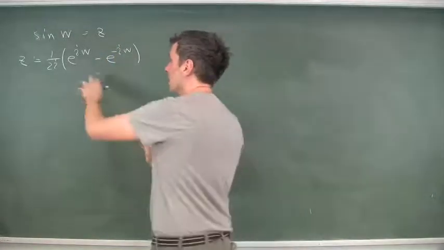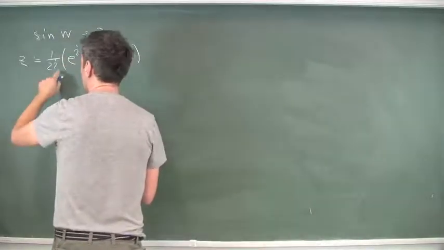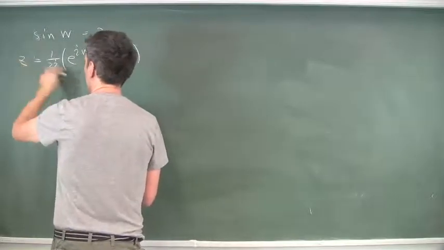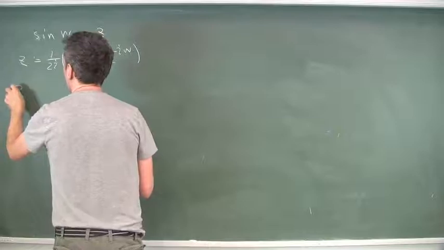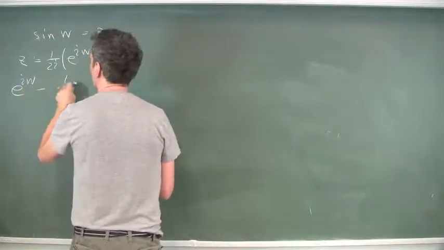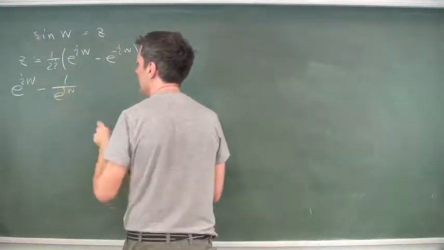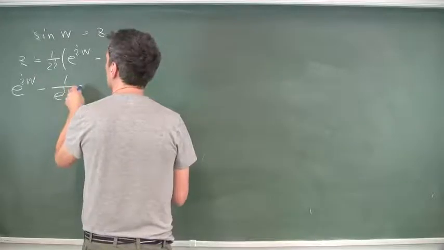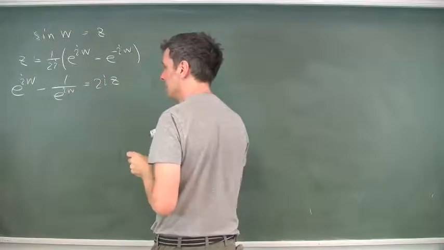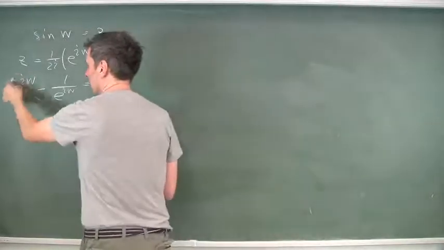So if you now just formally solve here for w, then it looks as follows. We multiply by this factor 2i and rearrange a little bit, and then we get e to the power iw minus, and then we write this as 1 over e to the power iw, and this will then be equal to 2iz. And then we see that this is really a second order equation for this exponential.